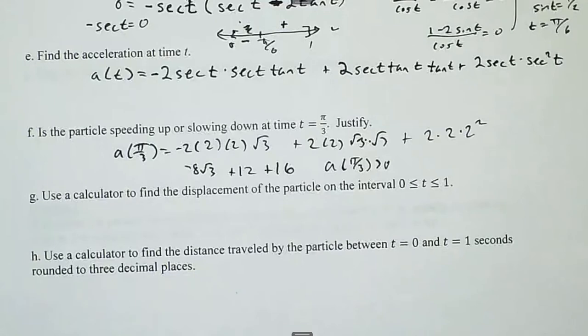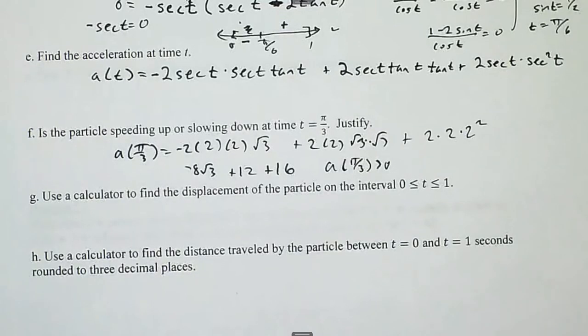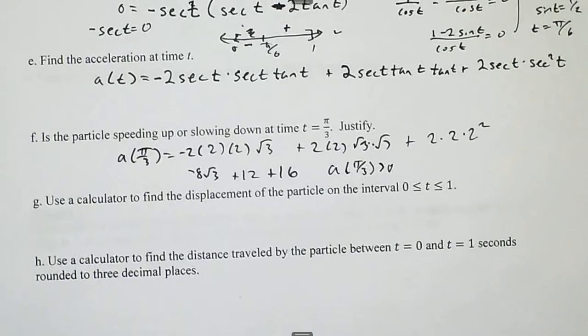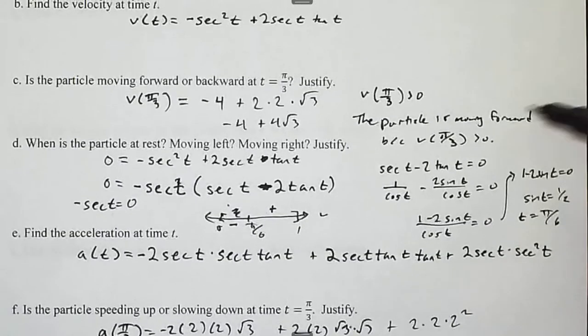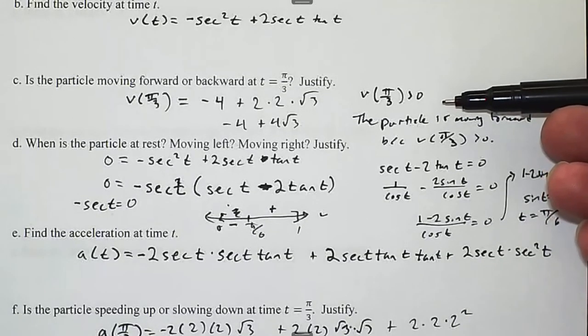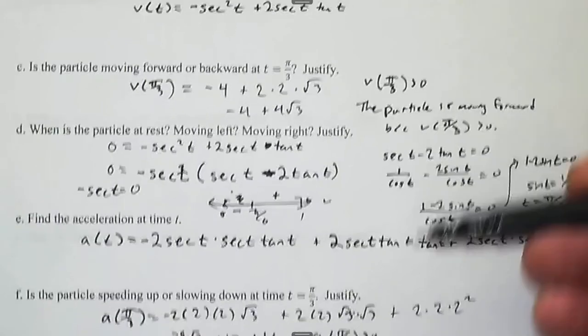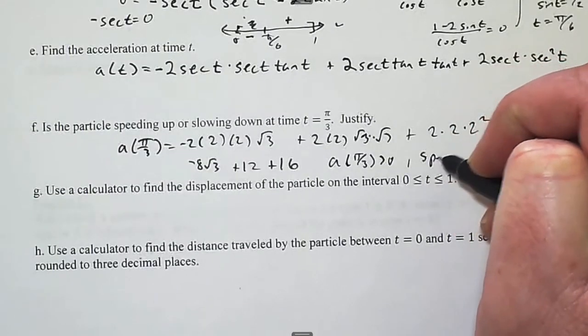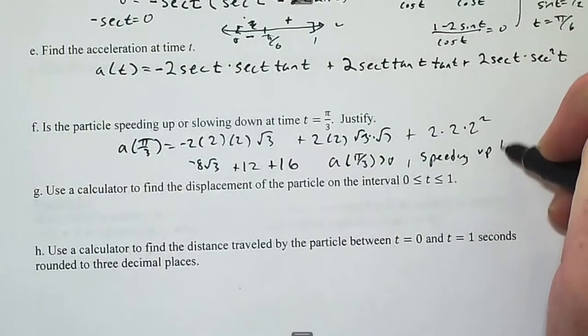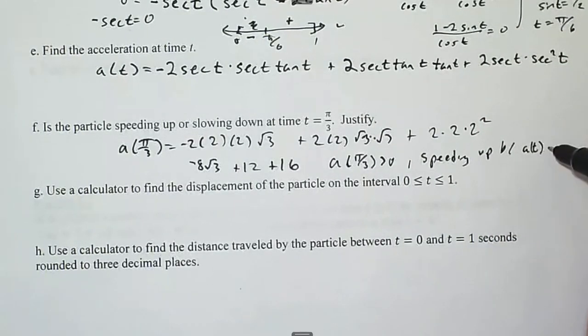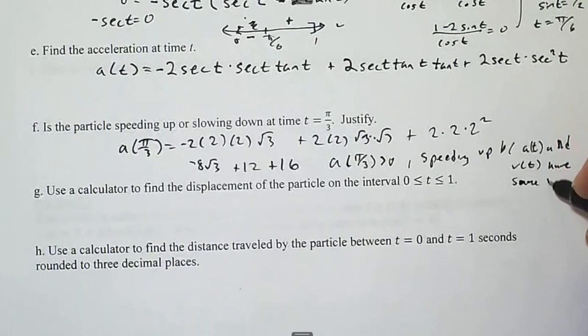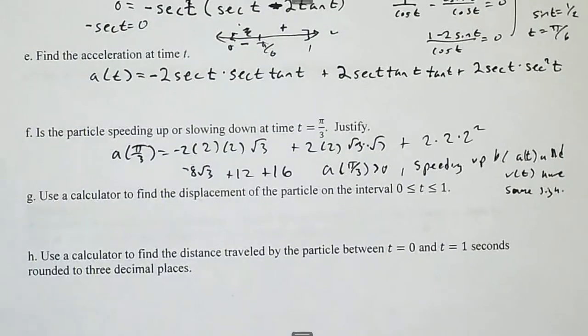Well, is it speeding up or slowing down? We know it's accelerating. But what was the velocity at pi over 3? Go back up and look and see. Velocity was positive as well. So if velocity is positive and acceleration is positive, we're speeding up. We're speeding up because a of t and v of t have the same sign. So it's got a positive velocity, a positive acceleration. It is speeding up.